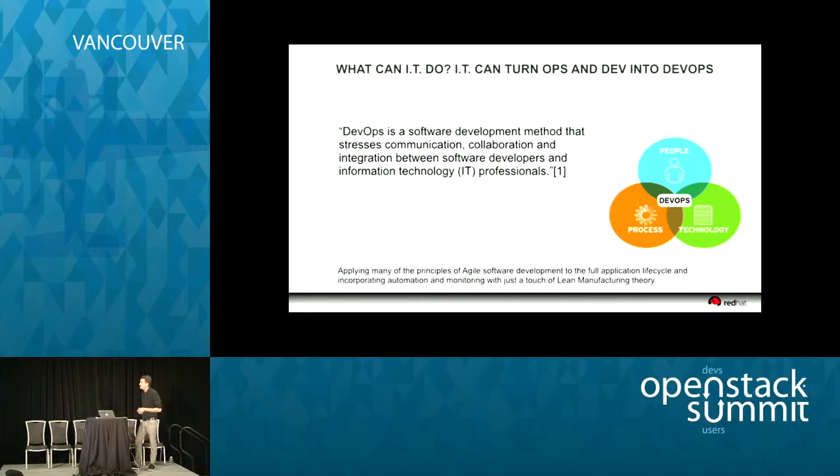So what can IT do from an IT perspective? They can turn to DevOps. Right? DevOps is all about a software development method that stresses collaboration, communication, and integration between the developers and operations, and applying many of the principles of Agile to the full application lifecycle, along with automation and monitoring.